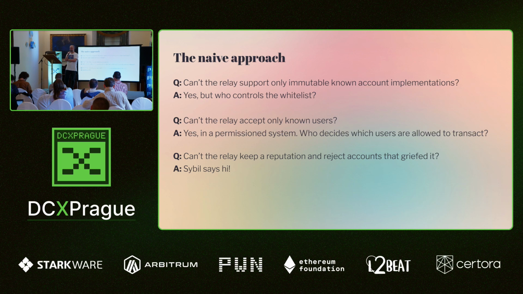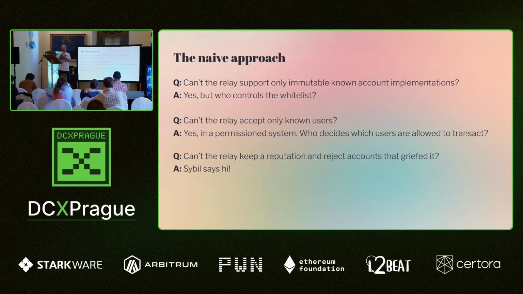So that works, but it's a permission system, and if you can block a user for not paying, then you can also block the user for other reasons. So we are back to the censorship problem. Or you could just try to keep a reputation for accounts. Don't require users, but if an account doesn't pay, then you stop serving it. That approach doesn't work because of lack of Sybil resistance.